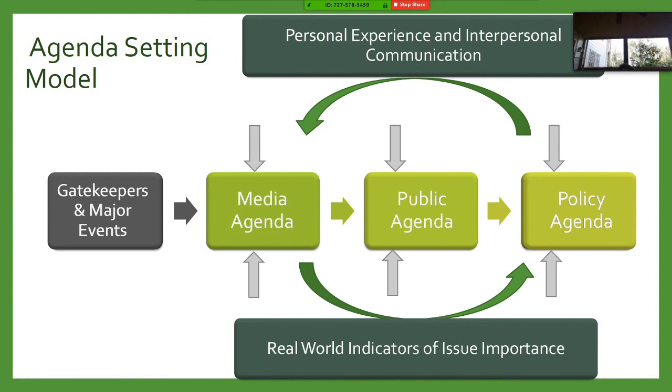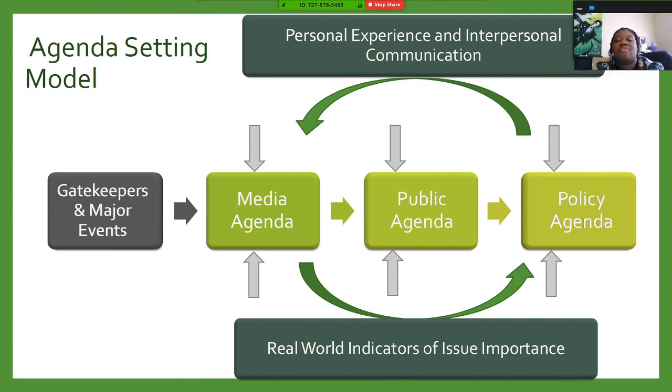So, of course, recall that there are gatekeepers in certain events that take place. And then, of course, there's the media agenda, which influences the public agenda, which ultimately influences the policy agenda. But there is a circular feedback process for both personal experience and interpersonal communication, as well as real indicators of issue importance. And so while the media tries to inform the public agenda as well as the policy agenda, there are some external circumstances that make the agenda setting process change.